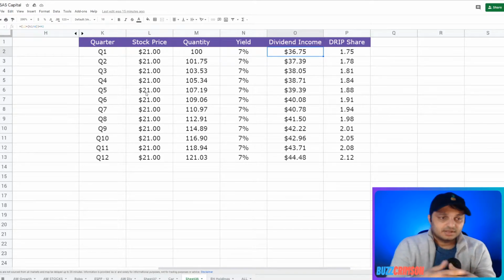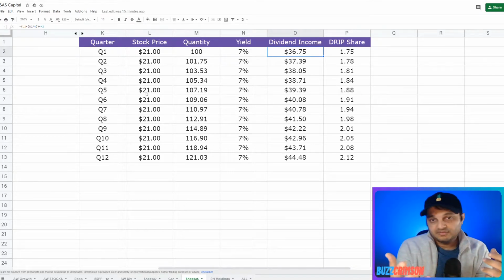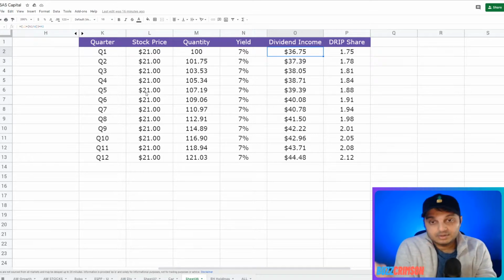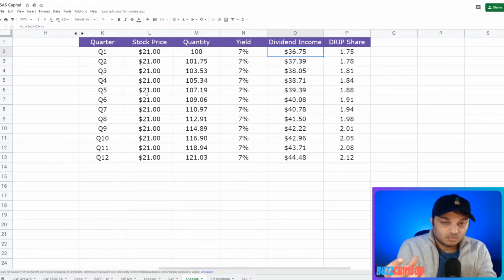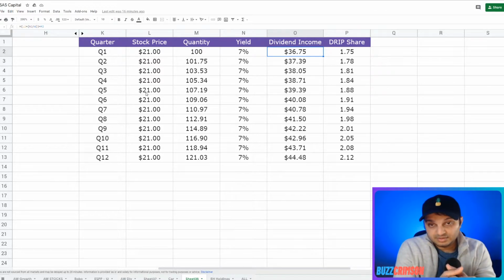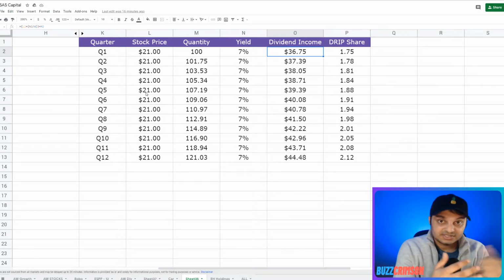So here's a stock that's $21. You own 100 of them with 7% yield. In your first quarter, your dividend income will be $36.75. That money will be reinvested because your DRIP functionality's on. It's going to buy you 1.75 shares. Next time you're gonna get $37.39, a little higher than last quarter. And now you're gonna buy 1.78 shares. It goes on and on.